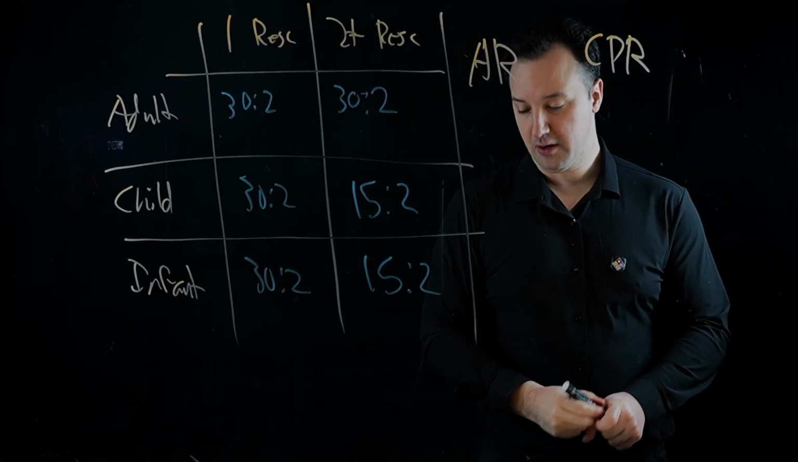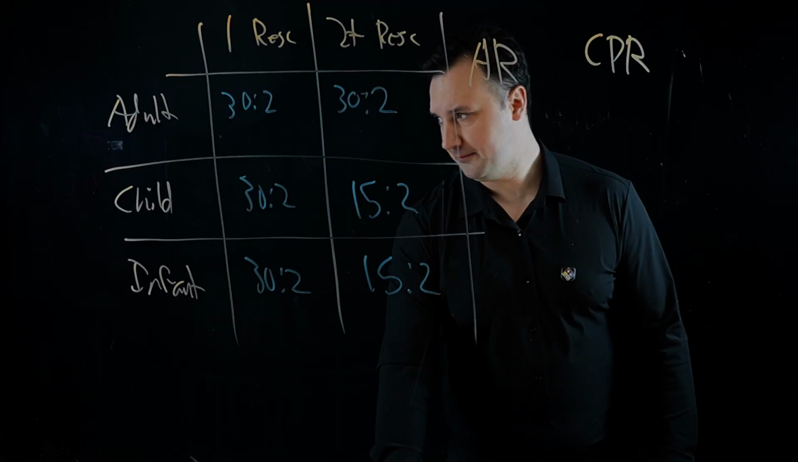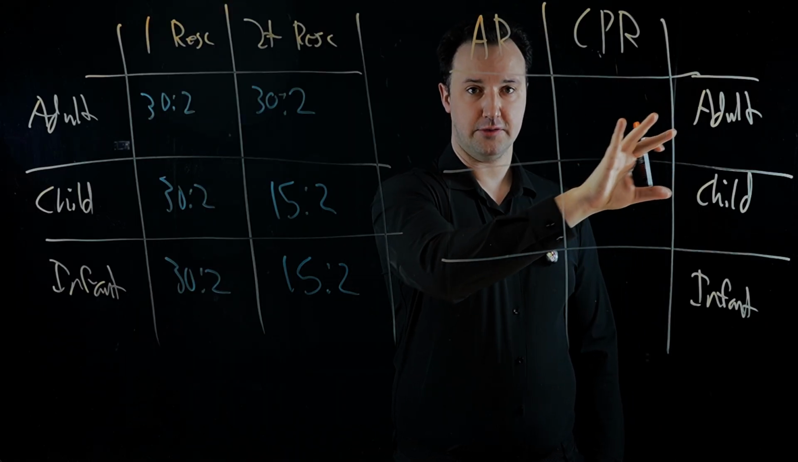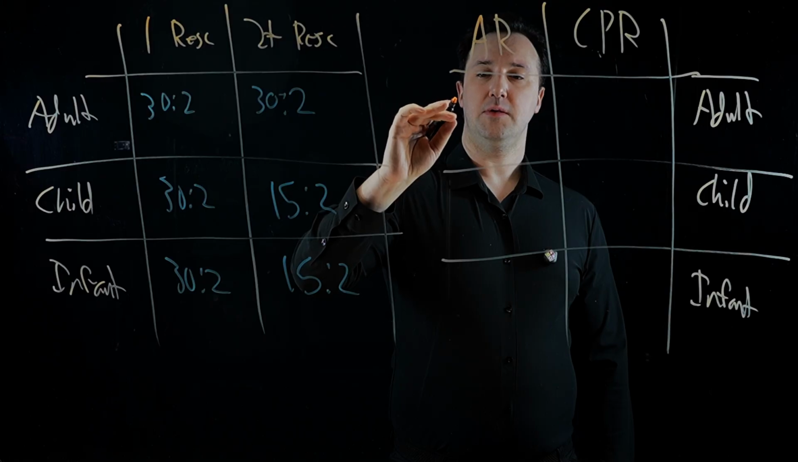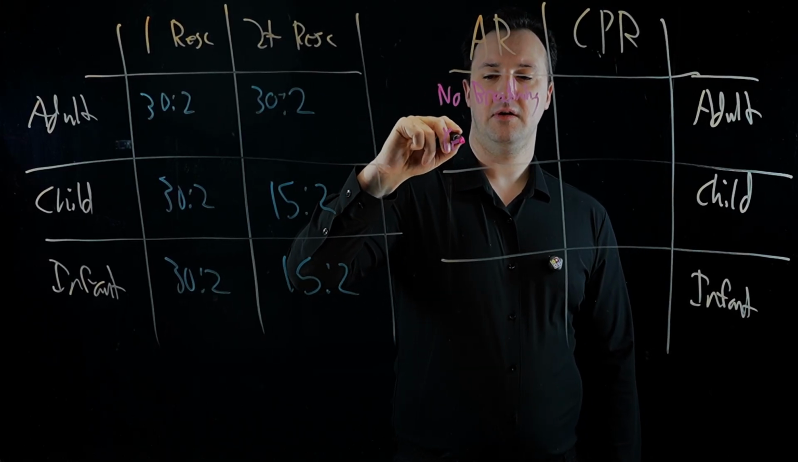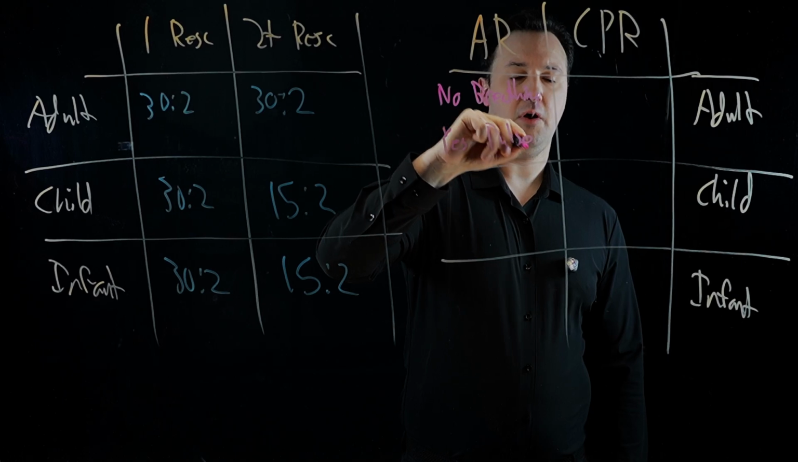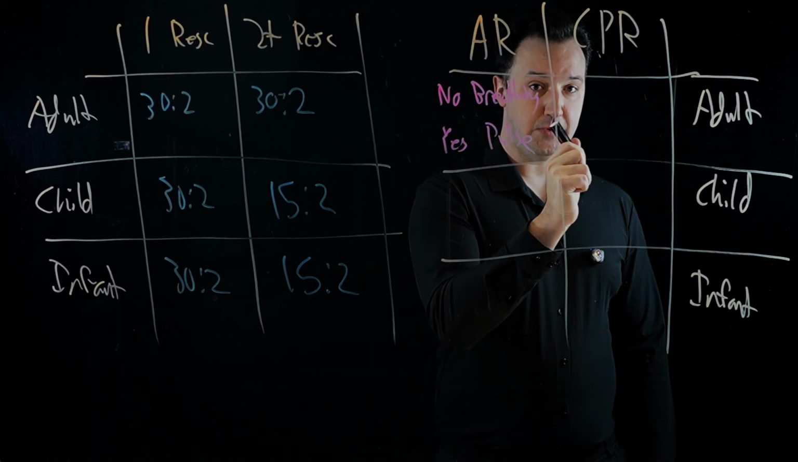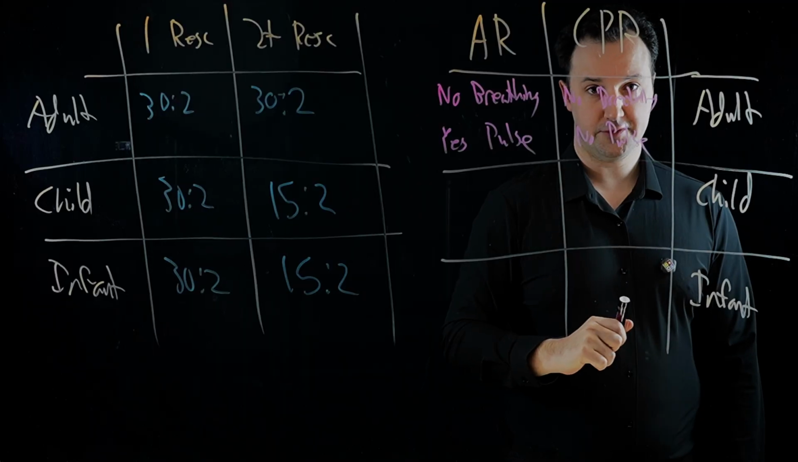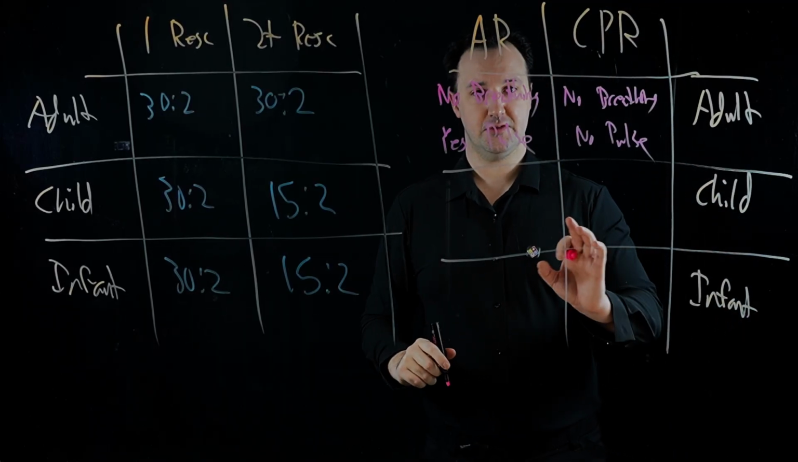When do you do CPR? This again is another sort of chart. We're going to do artificial respiration on an adult when the person is not breathing, but they have a pulse. No breathing, yes, pulse. You're going to do CPR on an adult when no breathing, no pulse. With child and infant, this will change.